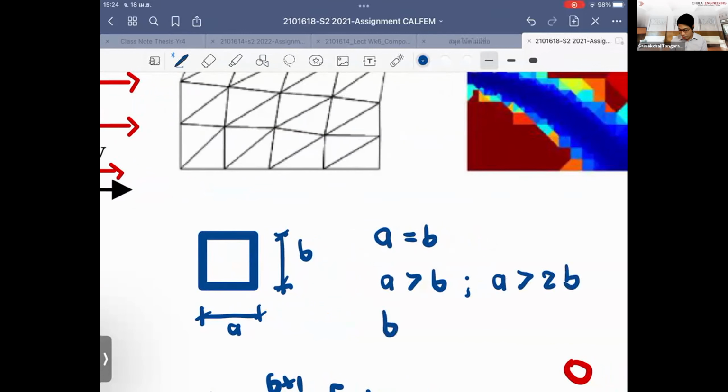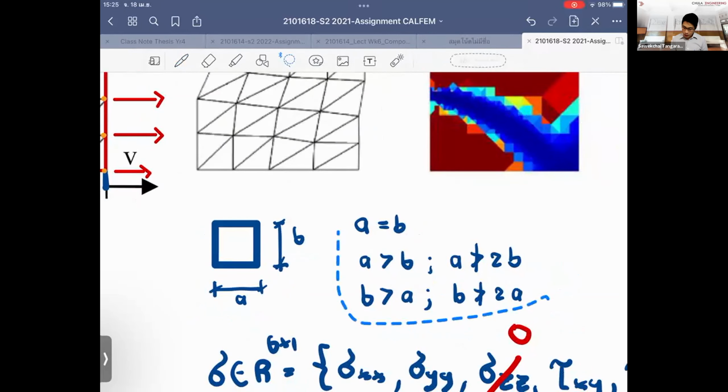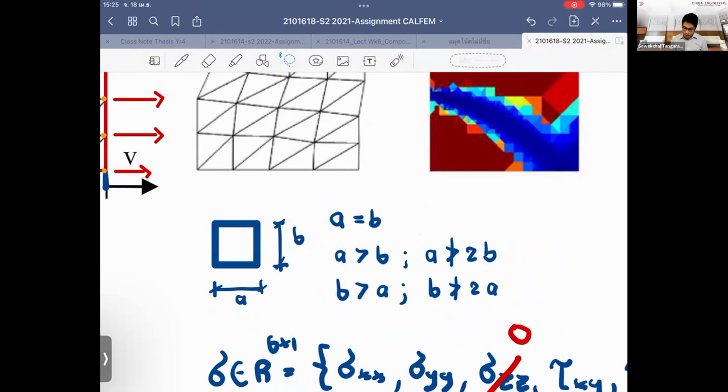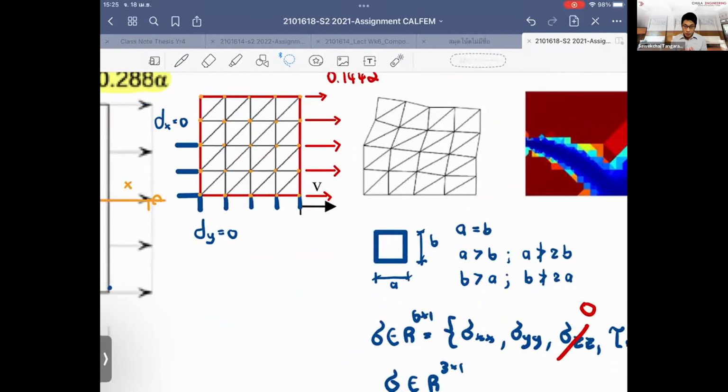Or if you want to have B more than A in terms of the dimension, you should not have B more than twice of A. So this is not allowed, right? So that you have the good condition of the mesh. And I think you might have learned it before. This is what we call looking at the geometry of the mesh, so that you don't experience poor condition of the results.